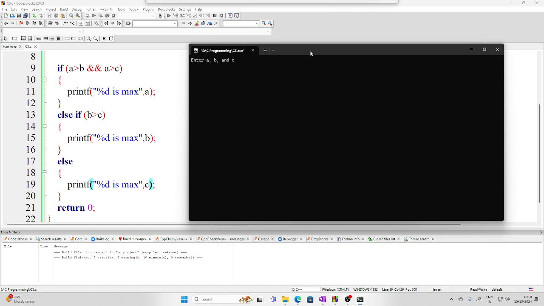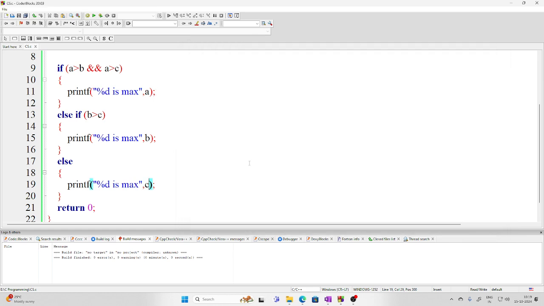So now let us enter three numbers. Let's say 10, 2 and 5. Here I can see that at first 10 is more than 2. Yes, correct. Again it will check whether 10 is also more than 5. Yes, so it just printed a is maximum.